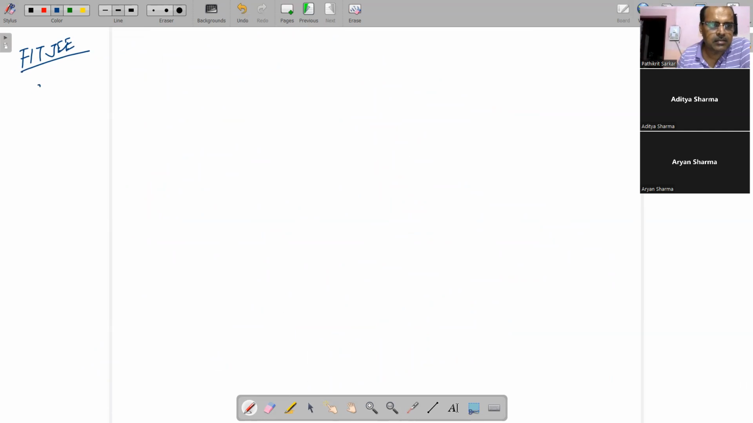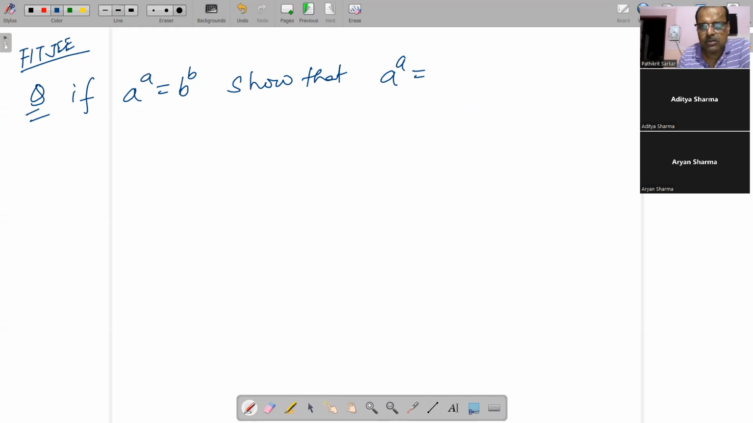Now it is given in question number 1 that if a to the power a is equal to b to the power b, that is given. So now they have asked: show that a to the power a is equal to b to the power b is equal to (a by b) whole to the power a by b, and that is equal to a to the power (a by b minus 1). How to solve this problem?